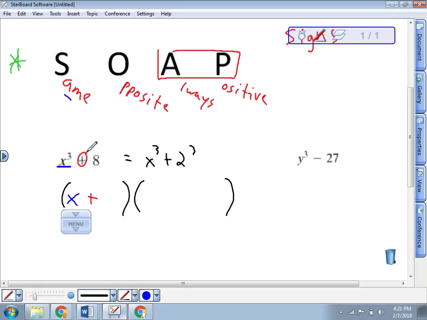Then the second value comes from the cube root of 8. What times itself 3 times gives 8? We already said that's 2. So the cube roots go there, and we keep the same sign.